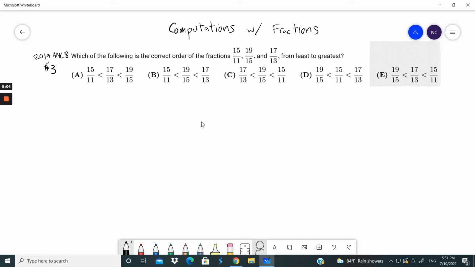Today we'll be going over some competition problems involving computations with fractions. This first problem is from the 2019 AMC 8, problem number 3. Which of the following is the correct order of the fractions 15 over 11, 19 over 15, and 17 over 13 from least to greatest?